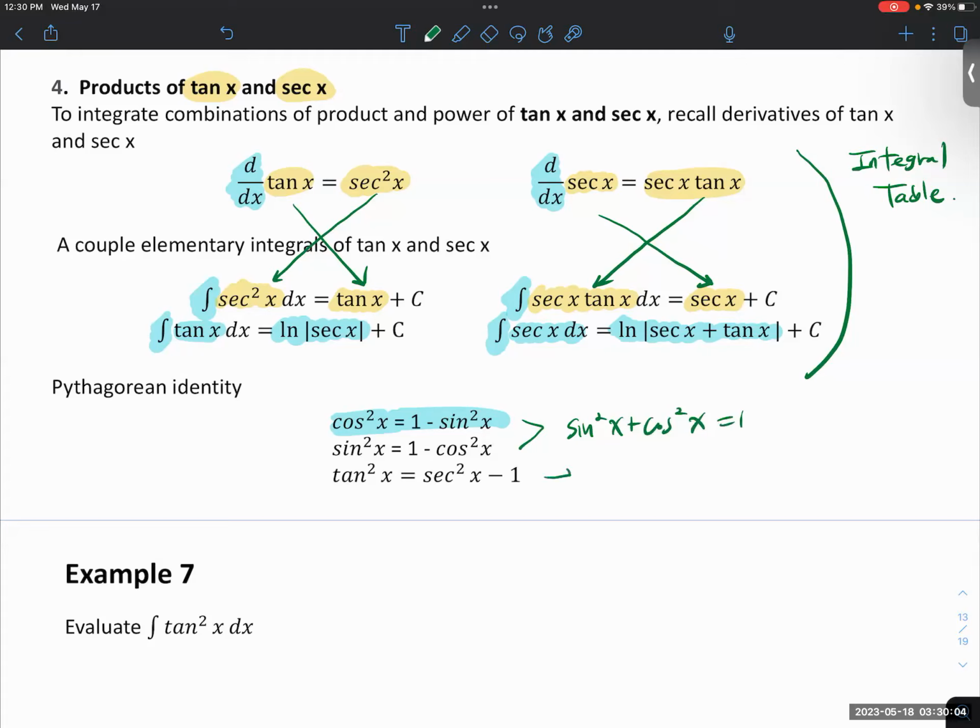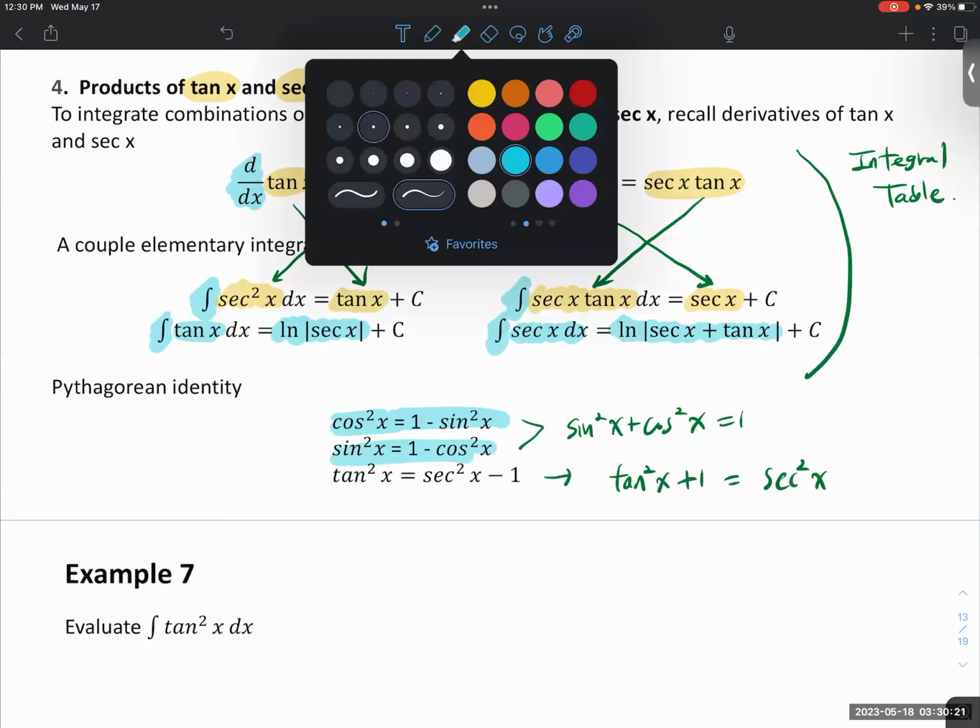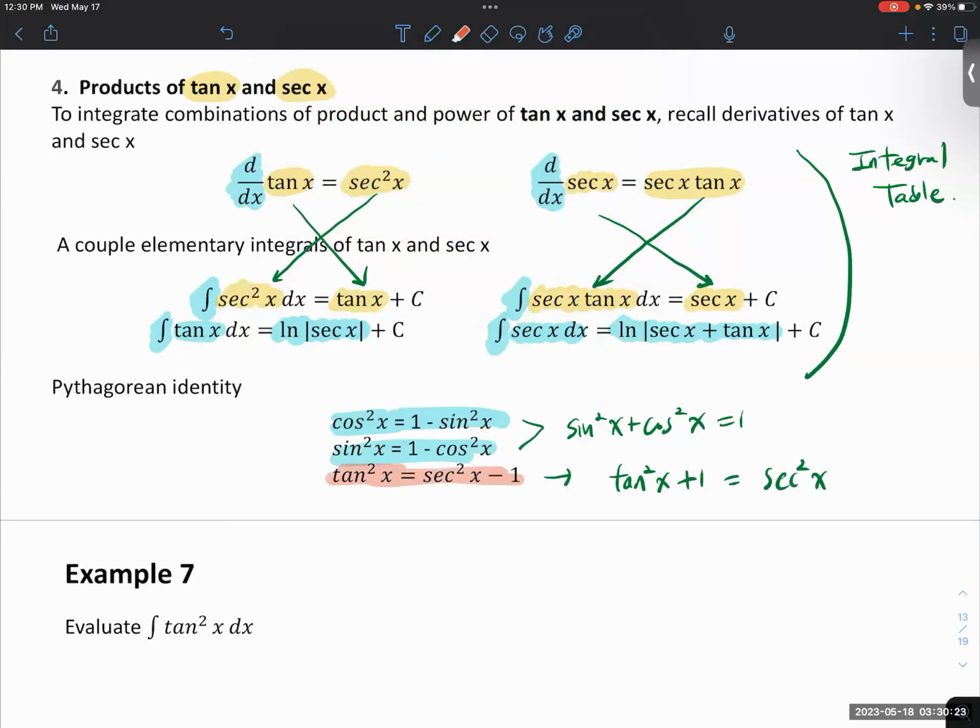And also you need to think about it: tangent squared x plus 1 is always equal to secant squared x. This is another Pythagorean identity involving tangent and secant. So these are, remember, very, very important. I'm going to highlight the last one here.